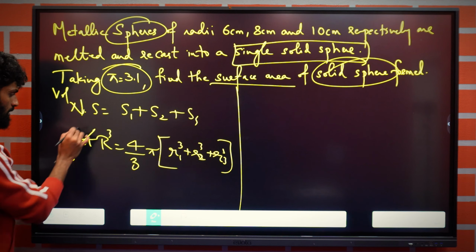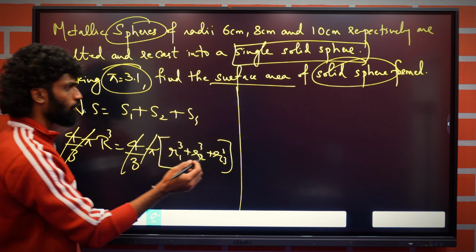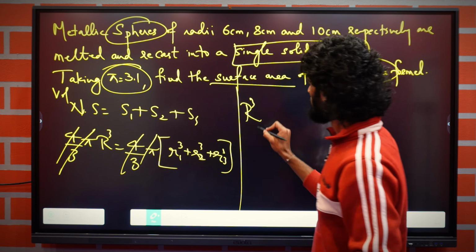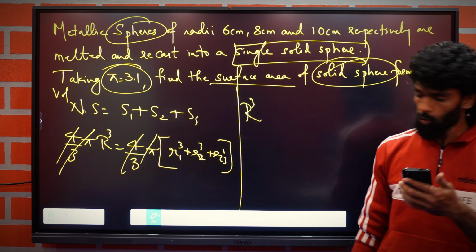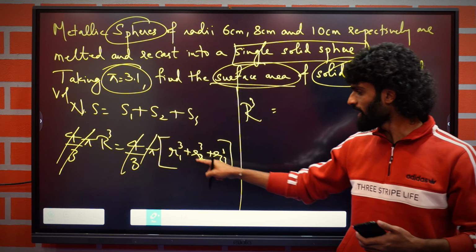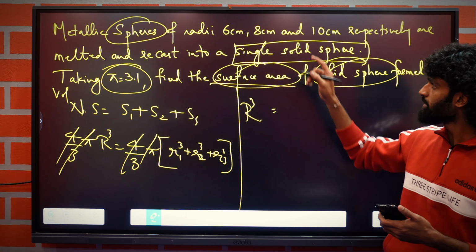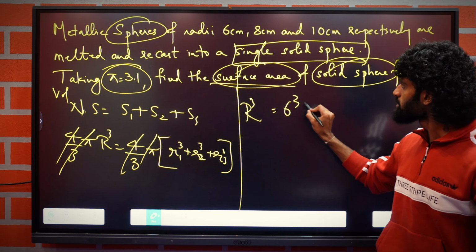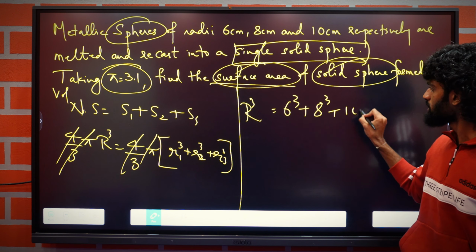Okay, now what gets cancelled? Capital R cube I don't know. That's exactly what I'm supposed to find. Because once I find the capital R cube, I'll be able to find the surface area. Now to find that, it requires me to add up R1 cube plus R2 cube plus R3 cube. Everything is given to me there. So it will be 6 cube plus 8 cube plus 10 cube.